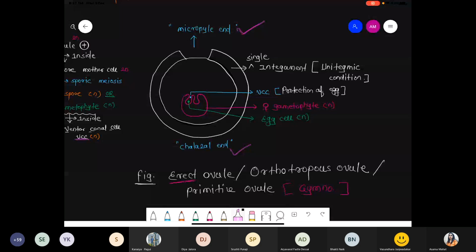ओके, चलो next point we are talking about what is the meaning of the integument. Single integument is present and that's what is called as the unitegmic condition. चलो, so whenever you are using the word unitegmic, uni means what? Single, right? Another word that is tegmic.